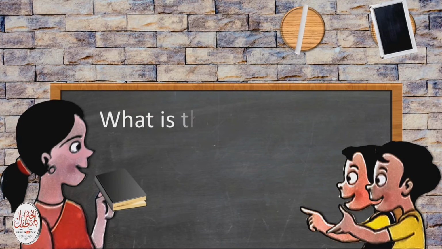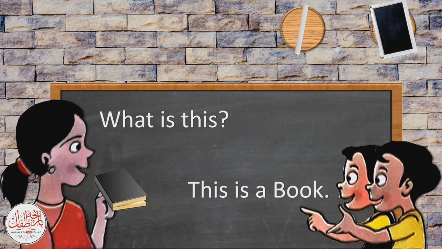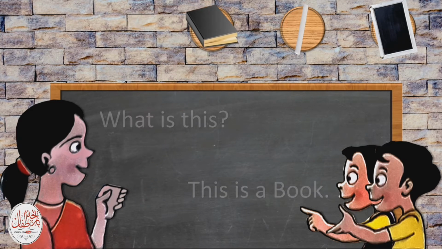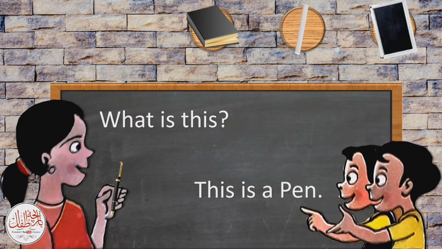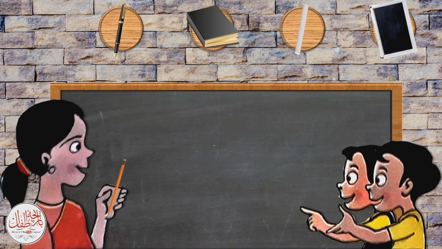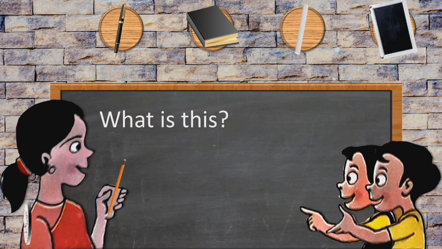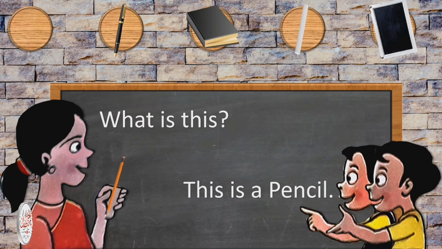And what is this? This is a book. Good. What is this? This is a pen. Yes, this is a pen. What is this? This is a pencil. Nice.